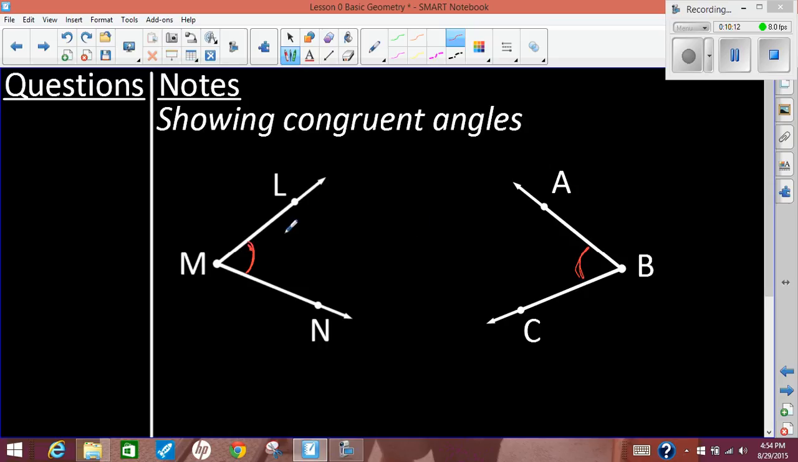But if we get more than one pair of congruent angles, we're going to end up doing some more arcs, and I'll get into that further when we get to the next lesson. But sometimes people like to make those arcs and then use the slashes like we did on the segments.